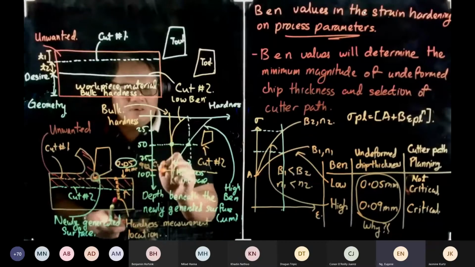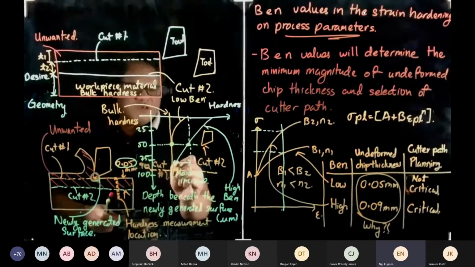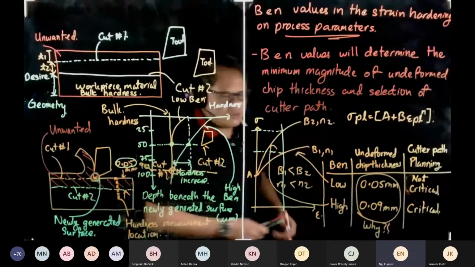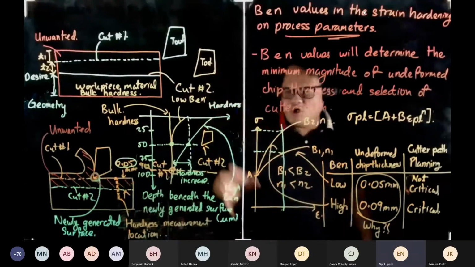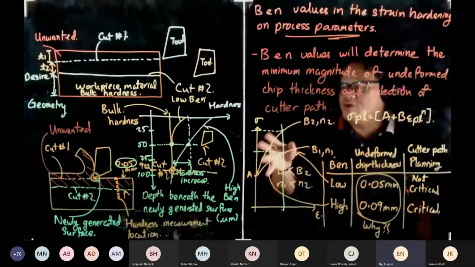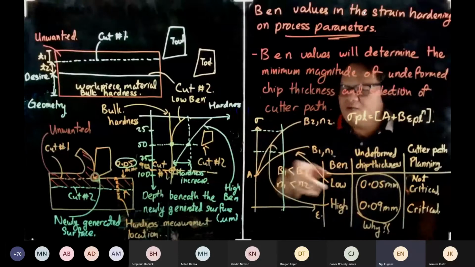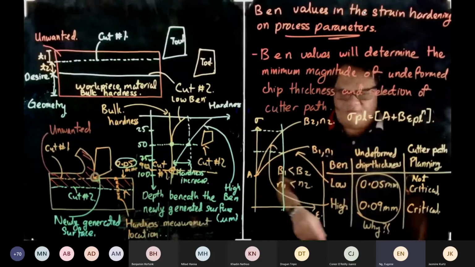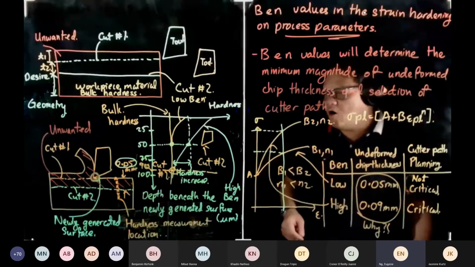When you use cut number 2 there, there's no difference in hardness. So by drawing this, I can visualize what is going on. If you have low BUE, you take 0.05. If you have high BUE, you need to go deeper.